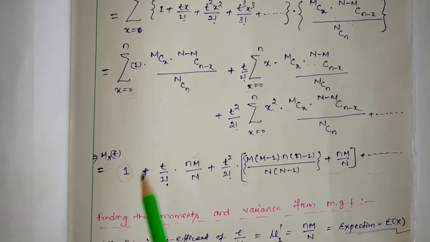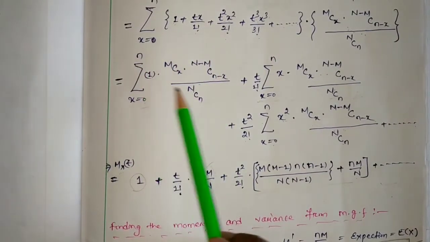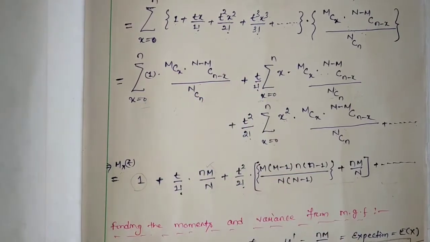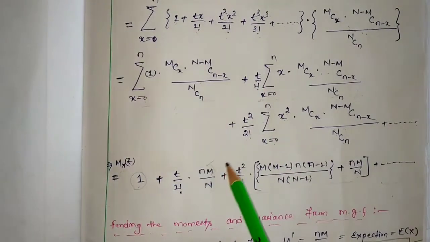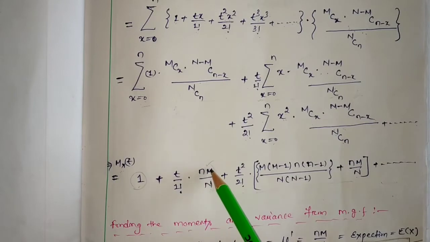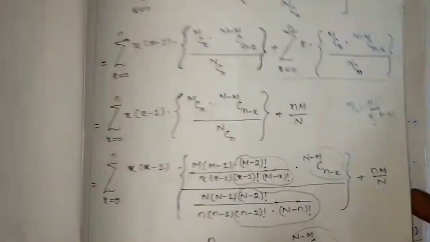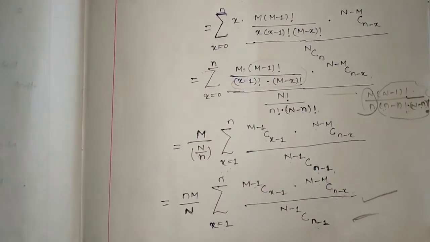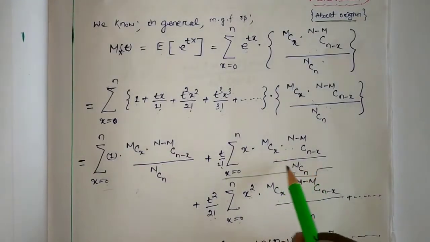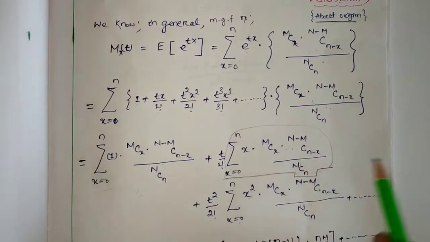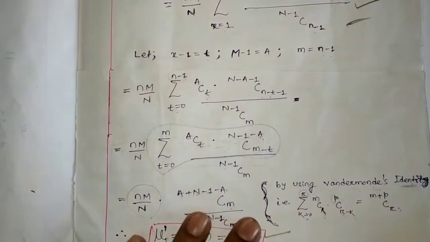The summation over 0 to n of the PMF is nothing but 1. We have already proved this, so I have written 1 directly. Then t by 1 factorial into n m by N, which I have written straight away because we found this value in our previous video. It is the summation of x into the PMF, and this value we found to be n capital M by N using Vandermonde's identity.